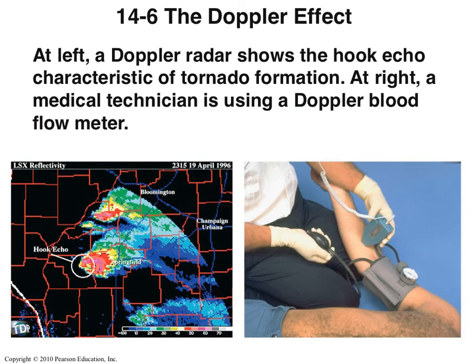So let's see how this is used. The Doppler effect shows hook echo characteristics in tornado formation. They look at how the echo, or how the Doppler effect, is creating weather. Medical technicians also use Doppler blood flow to figure out the blood flow inside a person. They're looking at how it travels and the relative speeds.